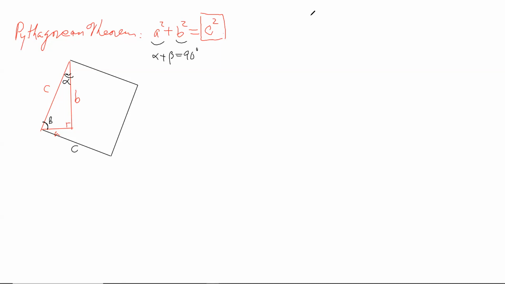And then you can do the same because this is a right angle there, and therefore this angle should be alpha again. Do you agree? So this angle should be alpha again because they add up to 90 degrees there. So this side is A here, okay?